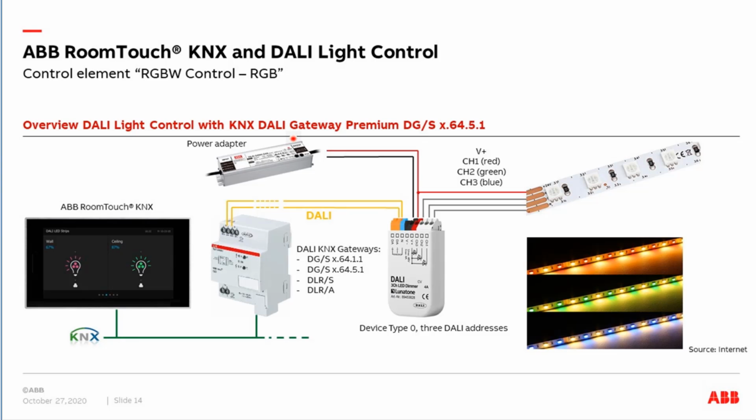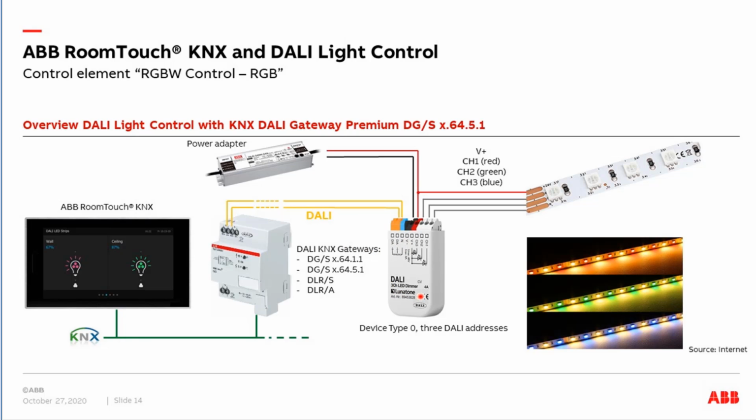So now let's come to the first topic. What we want to do with the ABB RoomTouch is control typical RGB LED strips. So what we need is our ABB RoomTouch with the control element RGB, and a DALI gateway. This can be for example our DGS X6411 or 51, the so-called DALI gateway premium or basic, the DALI light controller is also possible, so a standard ABB KNX DALI gateway.